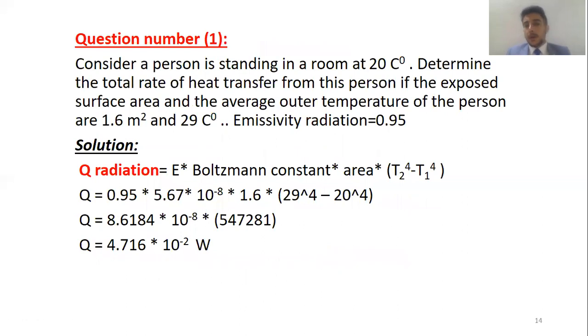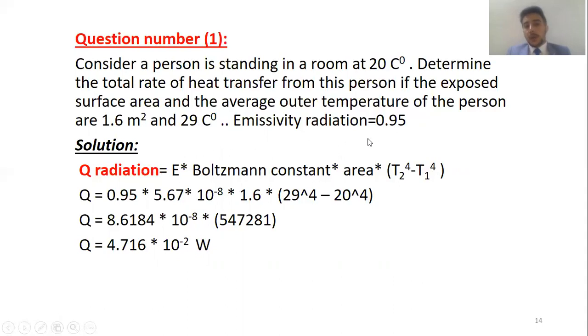So here we have also an example about radiation. Consider a person standing in a room at 20 Celsius. Determine the total rate of heat transfer, Q, from this person if the exposed surface area and the average outer temperature of the person are 1.6 square meter and 29 Celsius. And also the emissivity is equal to 0.95.